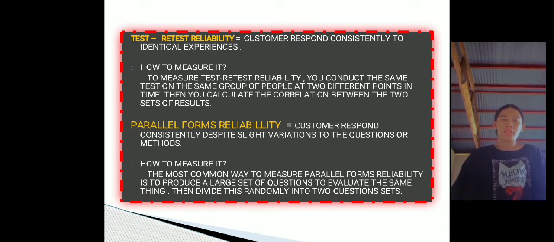The second one, test-retest reliability. Customers respond consistently to identical experiences. So again, how to measure it? To measure test-retest reliability, you conduct the same test on the same group of people at two different points in time. Then you calculate the correlation between the two sets of results.